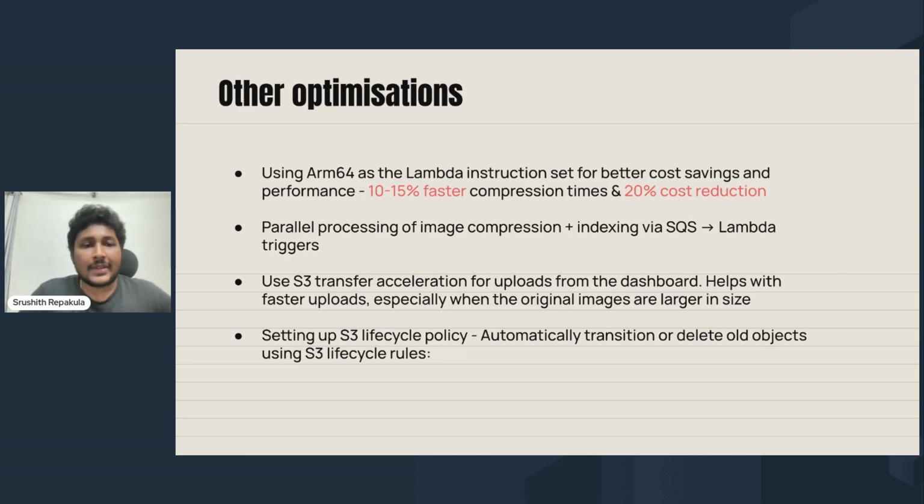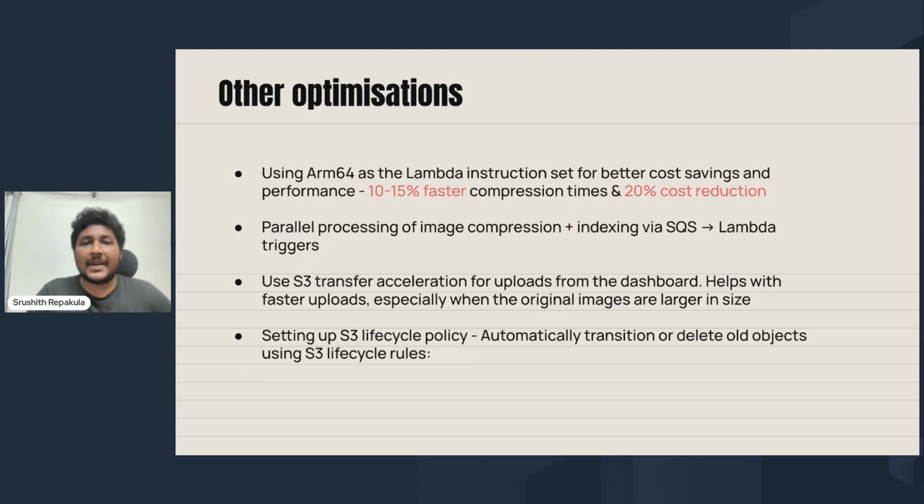And then the next one is setting up the S3 lifecycle policy, again in terms of cost. As I told you, the original image sizes are heavy, around 15 MB. So we have set up an S3 lifecycle policy where all these original images, especially, are moved to lower storage classes like Infrequent Access or Glacier, depending on how long the image has been there.